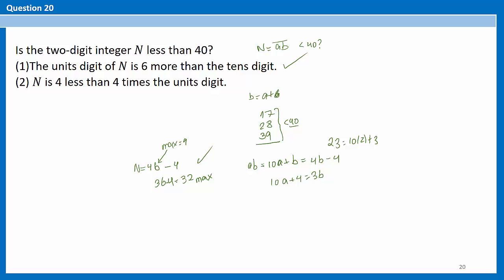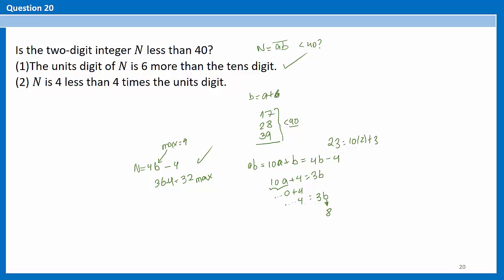So 10 times a is always going to end in 0. Plus 4, it's always going to end in 4. So 3 times a digit is going to end in 4. It could only be 8, right? There's no other digit. Now if b is 8, I can back solve to find a.